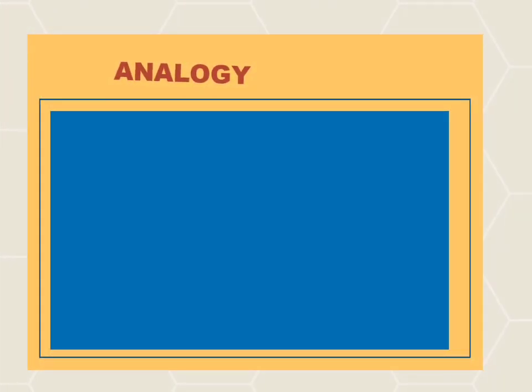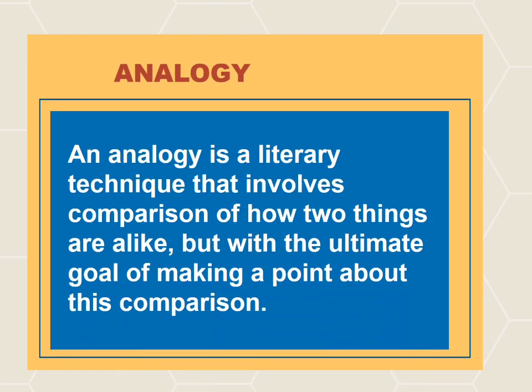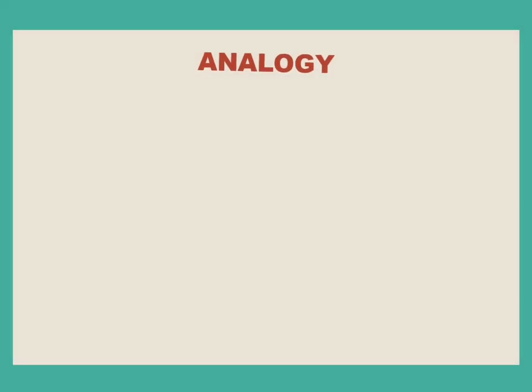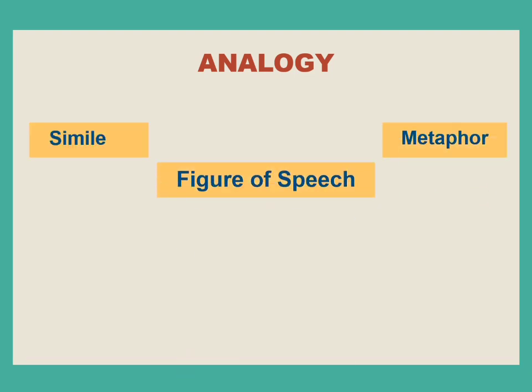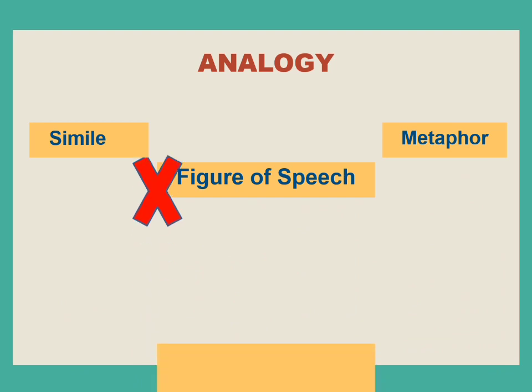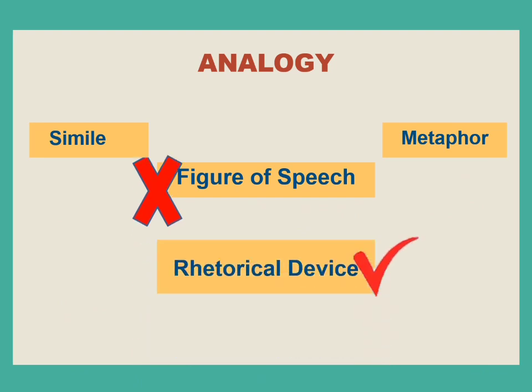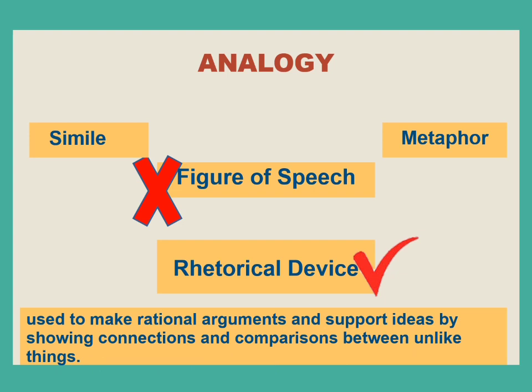What is an analogy? An analogy is a literary technique that involves comparison of how two things are alike, but with the ultimate goal of making a point about this comparison. Analogy, although often quite similar or related with simile and metaphor, is not a figure of speech. It is a rhetorical device used to make rational arguments and support ideas by showing connections and comparisons between unlike things.